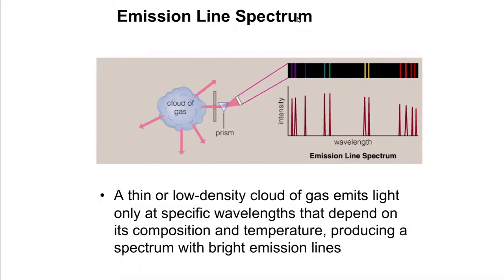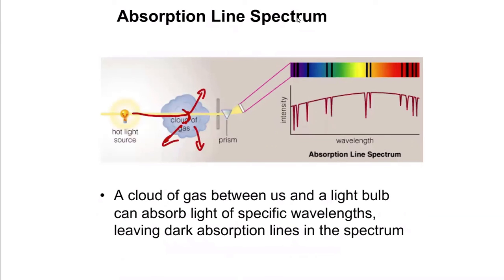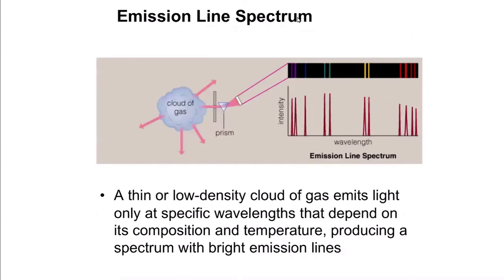So the same cloud of gas can produce either an absorption spectrum or an emission spectrum, depending on how you're looking at it. If you're looking at it with the hot light source behind, you see this absorption spectrum. If you're looking at it without the hot light source directly behind it, then you get an emission line spectrum, and you're only seeing this cloud of gas de-excite and those photons being generated. So any thin, low density cloud of gas that has been heated up by some source, like a light bulb, will produce an emission line spectrum.